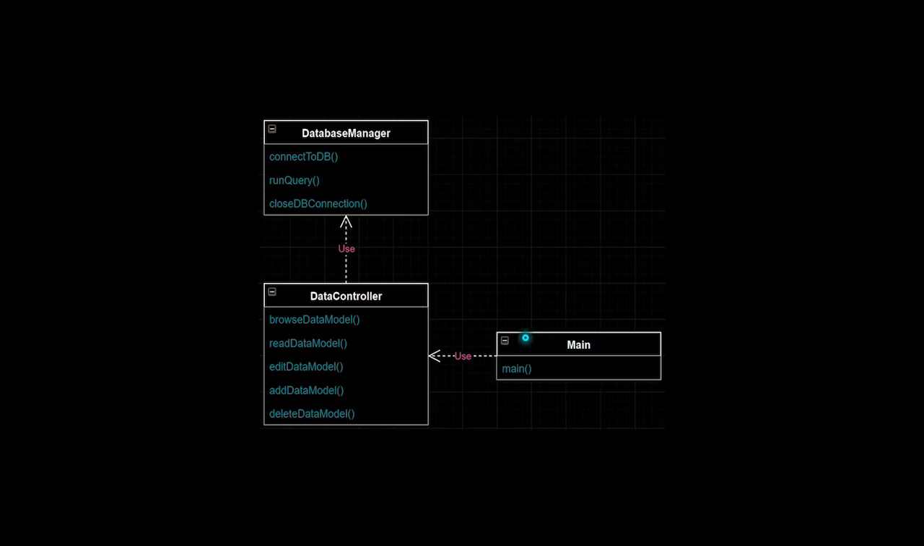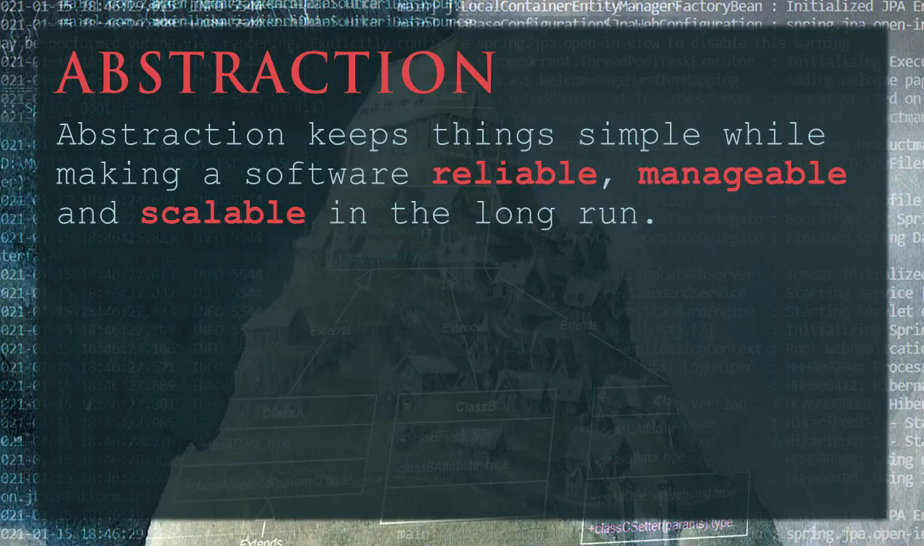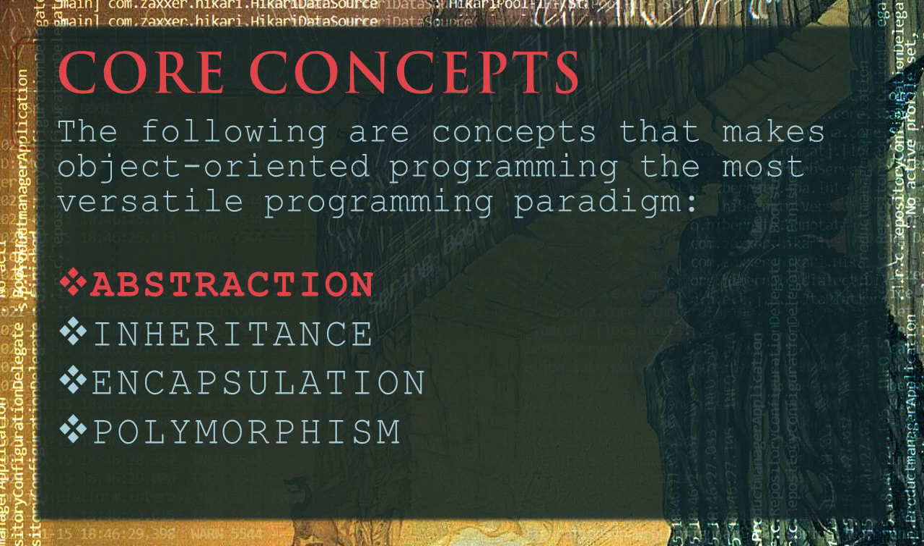Our main class only has to communicate with the Data Controller, and all the database tasks are hidden away from it. Abstraction keeps things simple while making software reliable, manageable, and scalable in the long run. This leads us to the next core concept in object-oriented programming, which is inheritance.